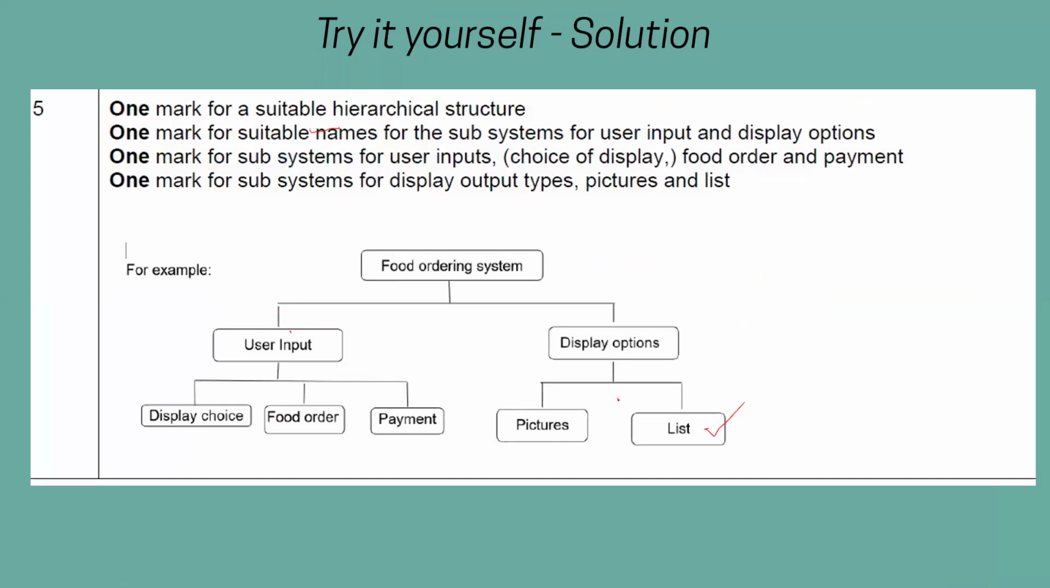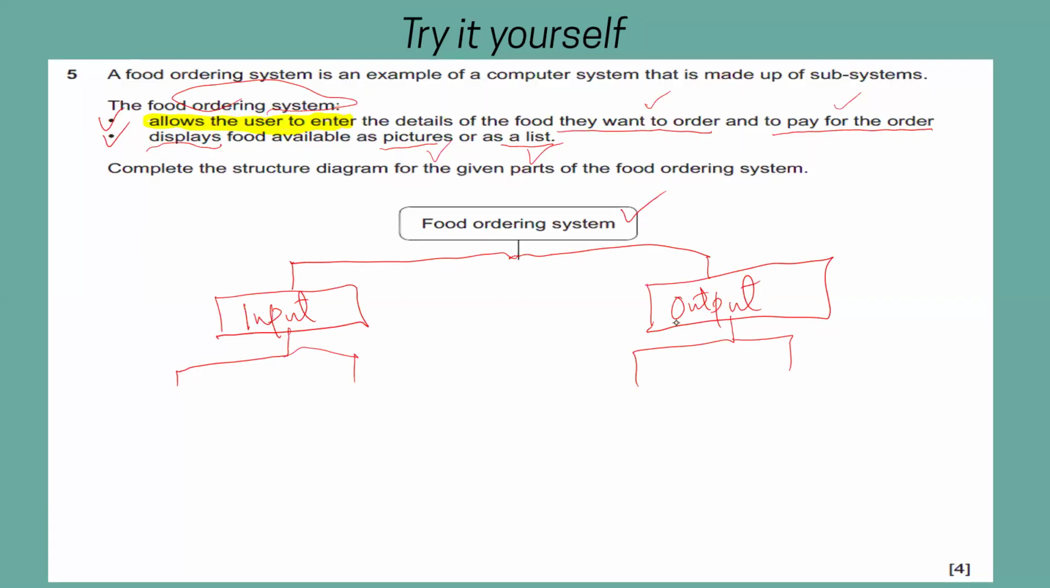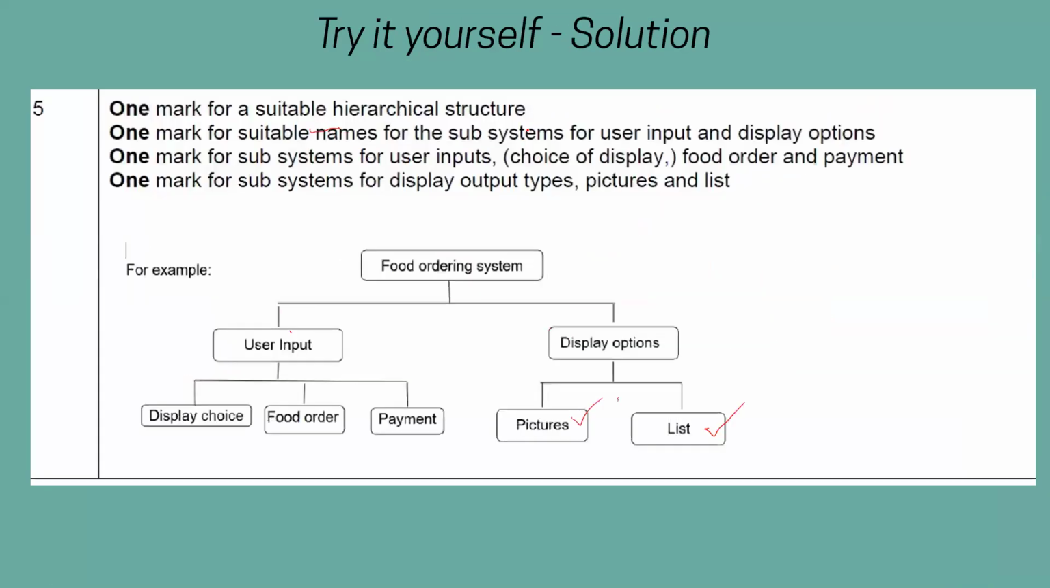Now, display options can be either output or display options. Both are correct. And here we have three things. Display choices. What are the display choices? Is this written somewhere over here? Enter the detail of food. That's the choice, this particular part, the detail of food. They want to order. So if they want to order, the food order should be there, the payment detail should be there, and the rest of the things.